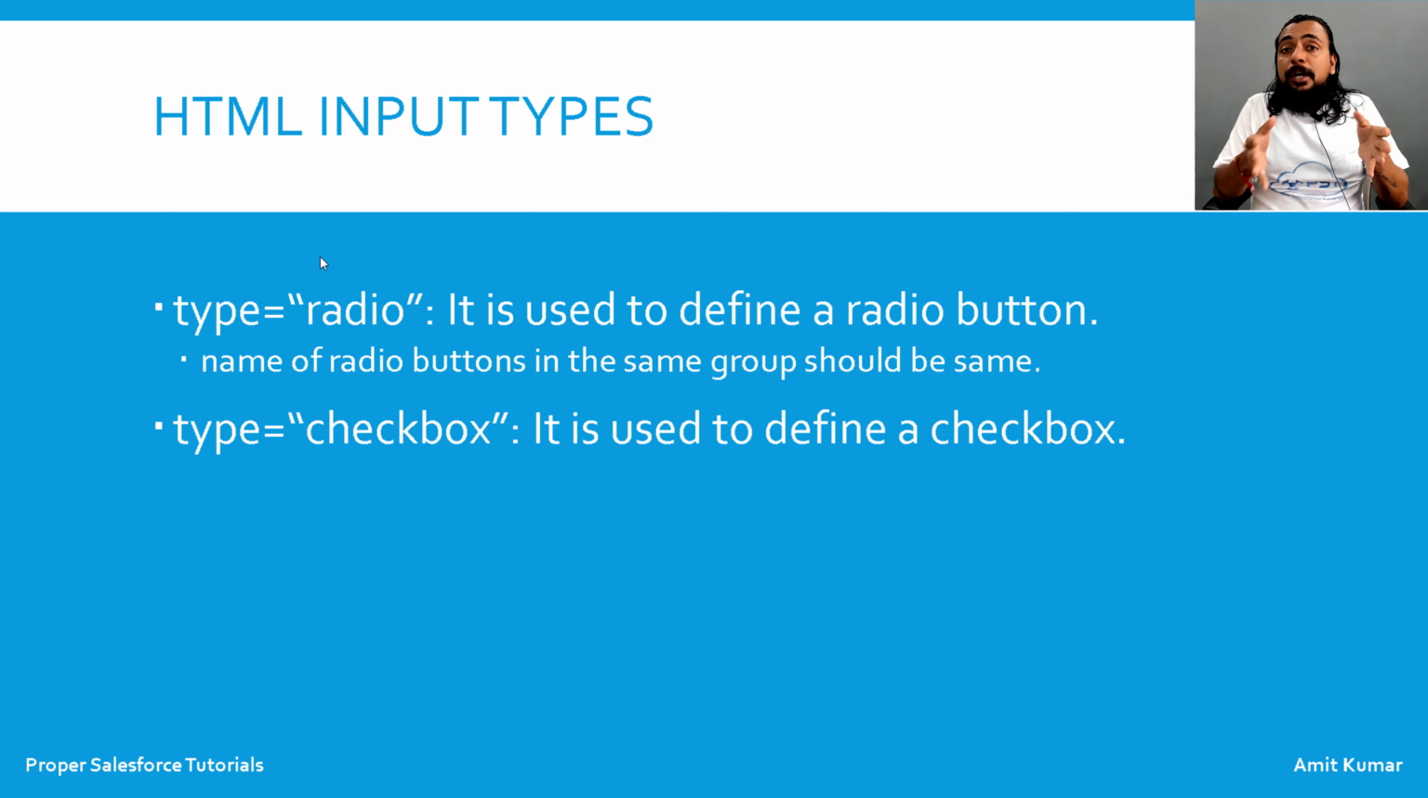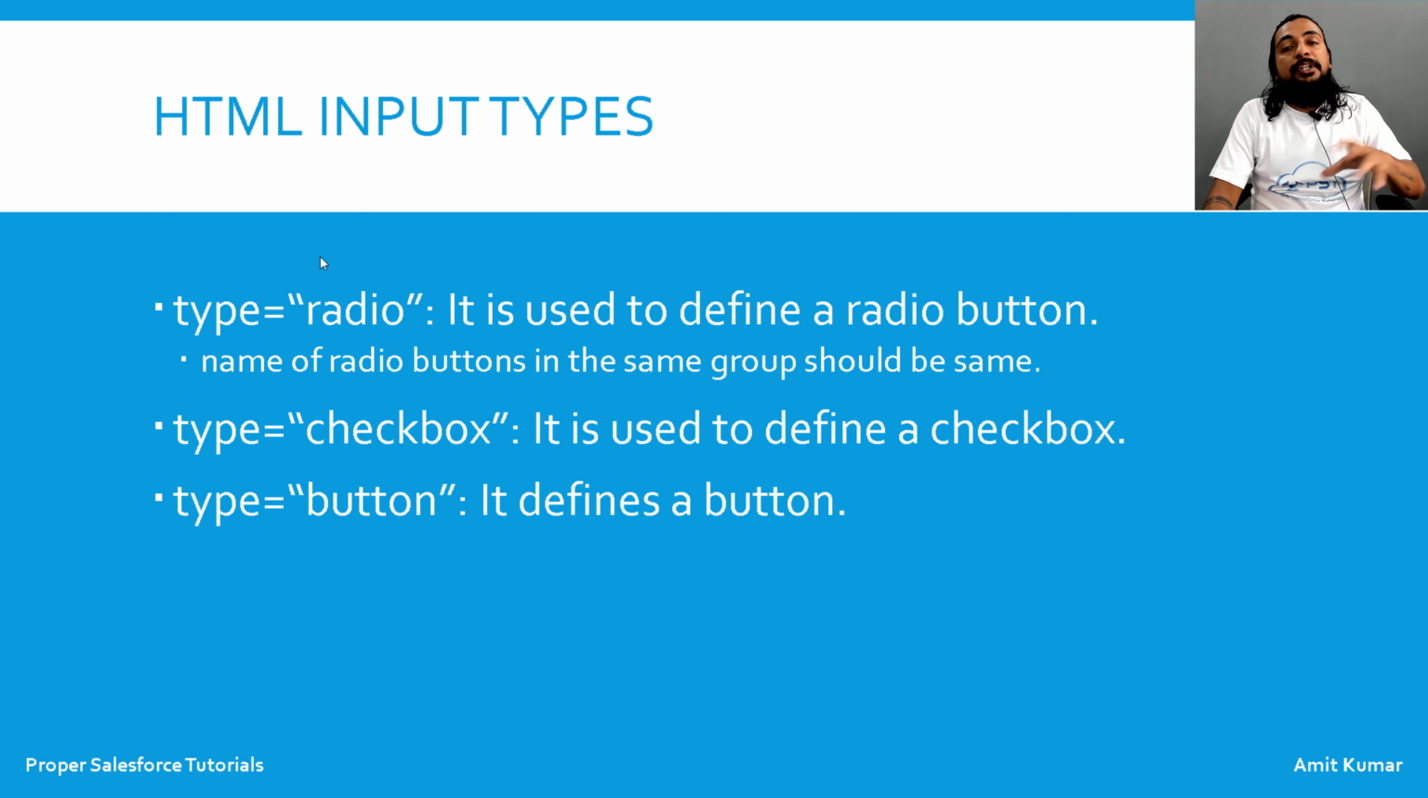Checkbox. The checkbox value of the type attribute is used to create checkbox buttons. So unlike radio buttons, all the checkbox options can be selected at the same time. So radio is used to provide single selection, and checkbox is used to provide multiple selections. You have to use a value attribute with radio and checkbox. And whenever you select a specific radio button or a specific checkbox and click on the submit button of the form, the value of the checkbox or the value of the radio button is returned.